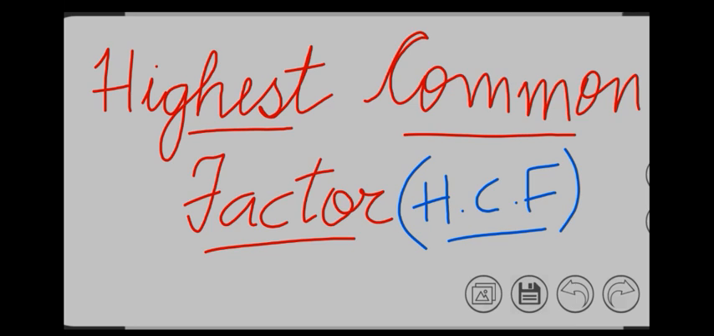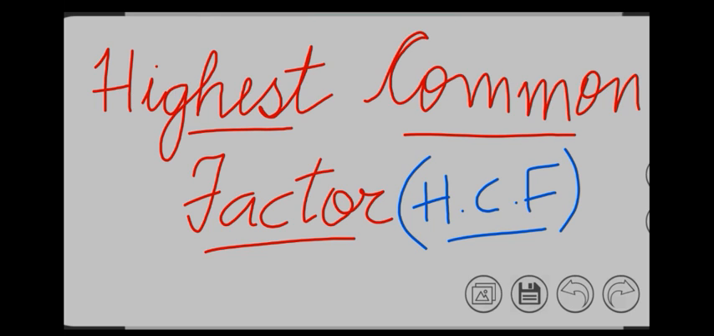So first we will see what is highest common factor, that is HCF. The HCF is the common divisor of two or more numbers which are not at all 0. So it should not be 0, and is the largest positive integer that divides the given numbers. It is also known as greatest common divisor, that is GCD, or we can also say it as greatest common factor, that is GCF. So basically it's all the same.